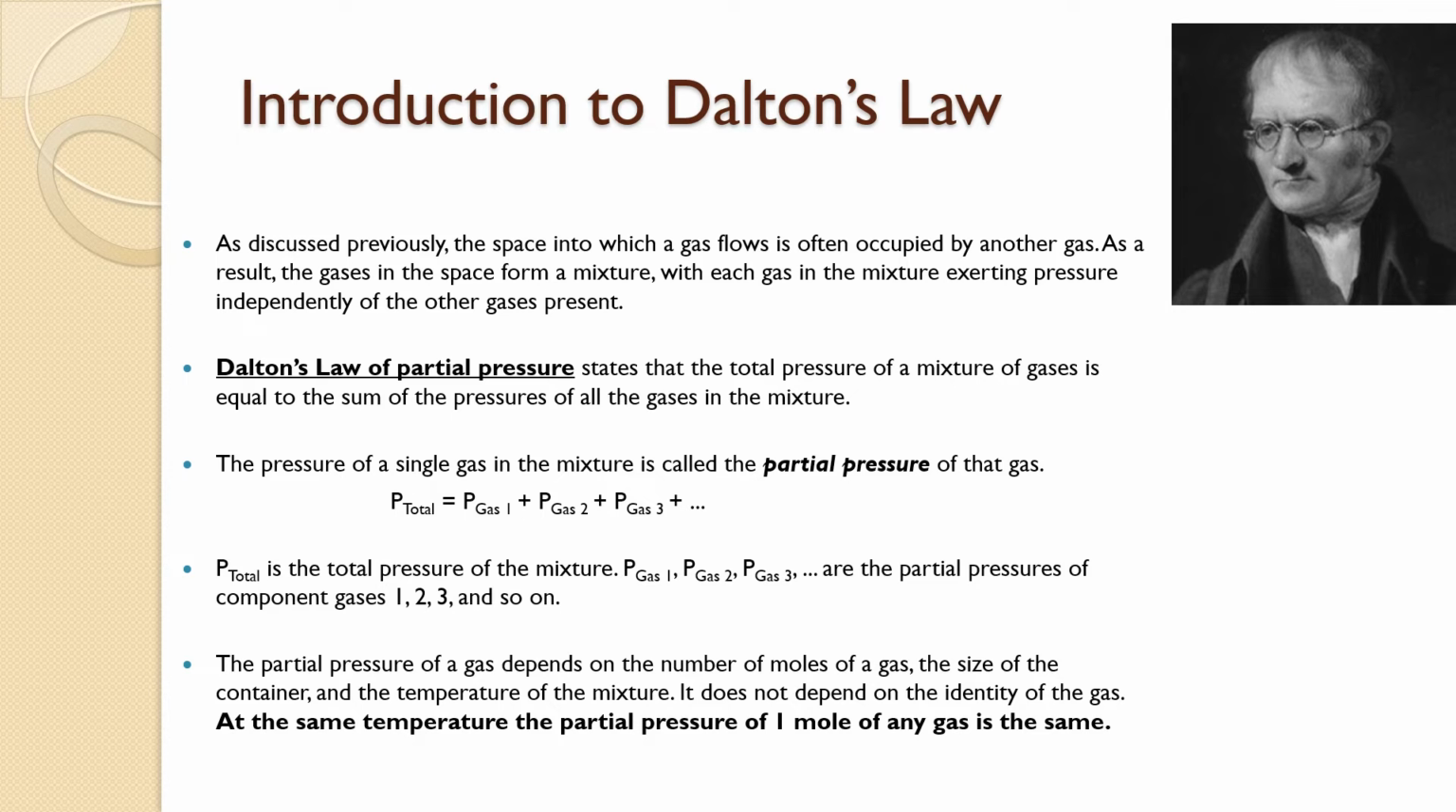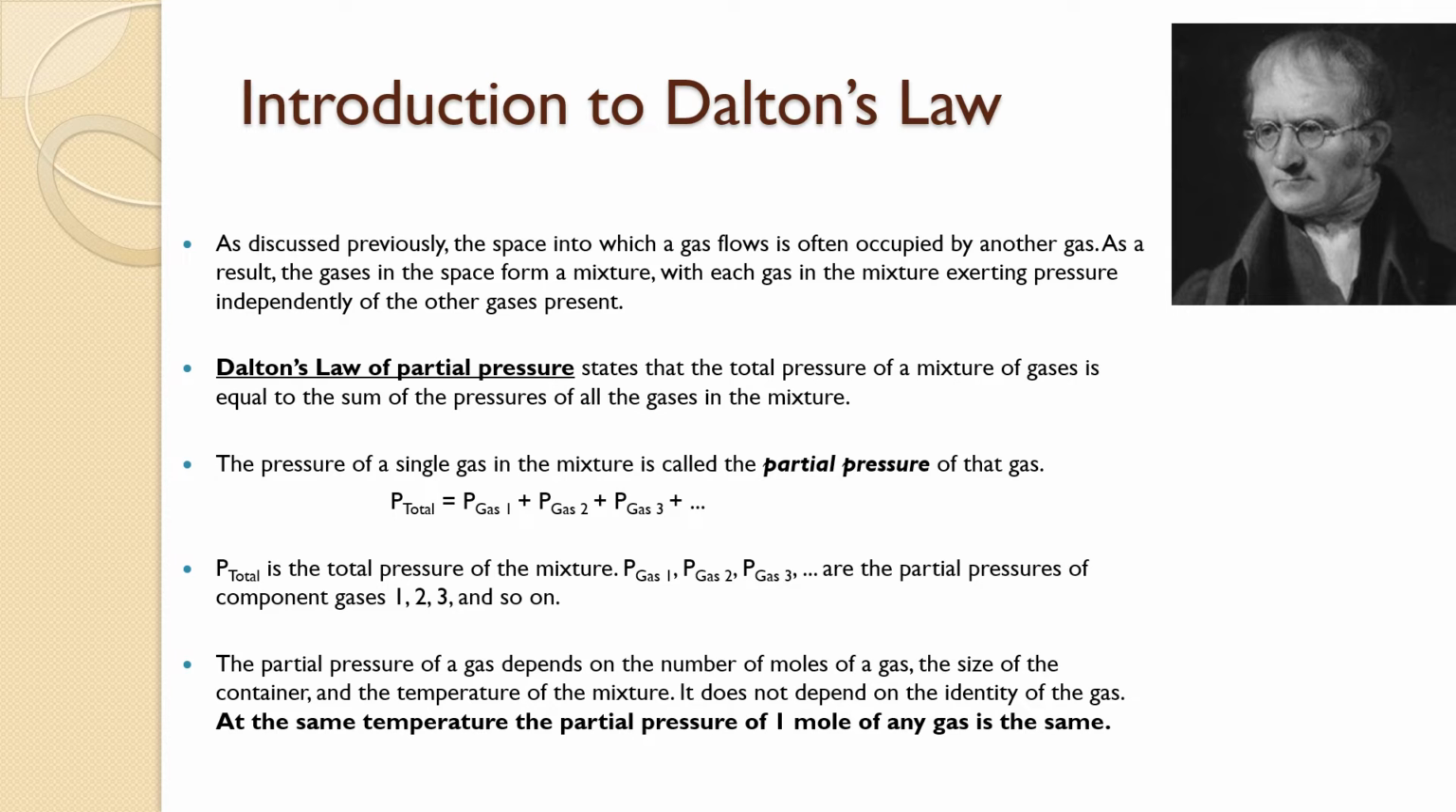The pressure of a single gas in a mixture is called the partial pressure of the gas. And you can see the equation here. We have the P total equals the P of gas 1 plus the P of gas 2 plus the P of gas 3, etc. Just depending on how many different types of gases there are.